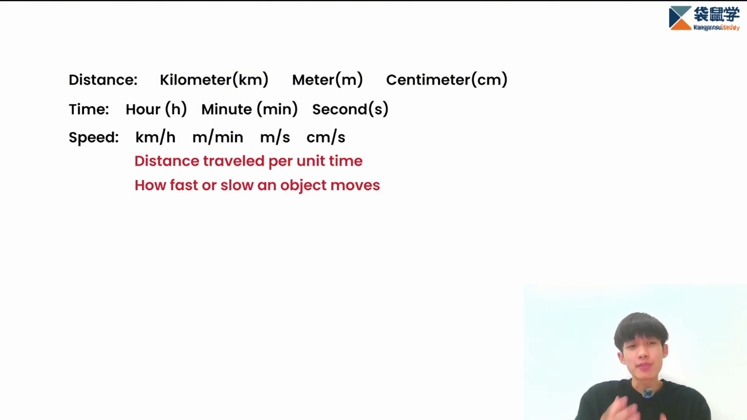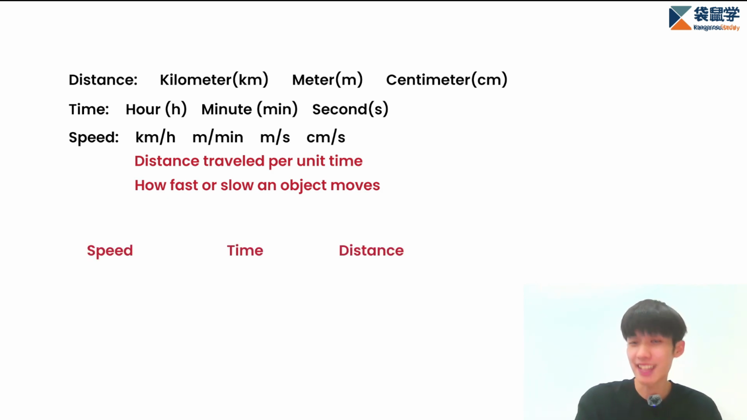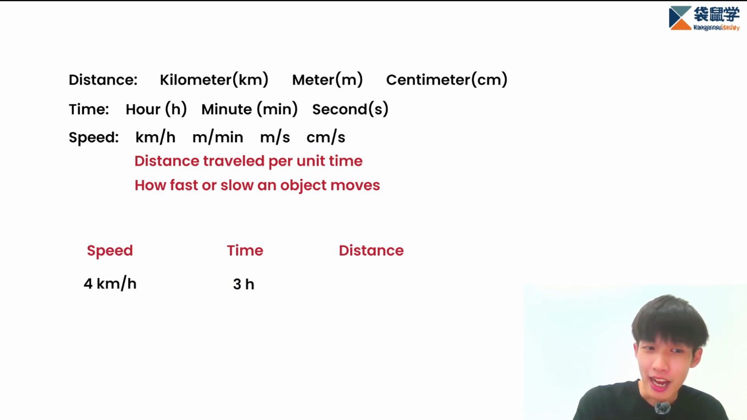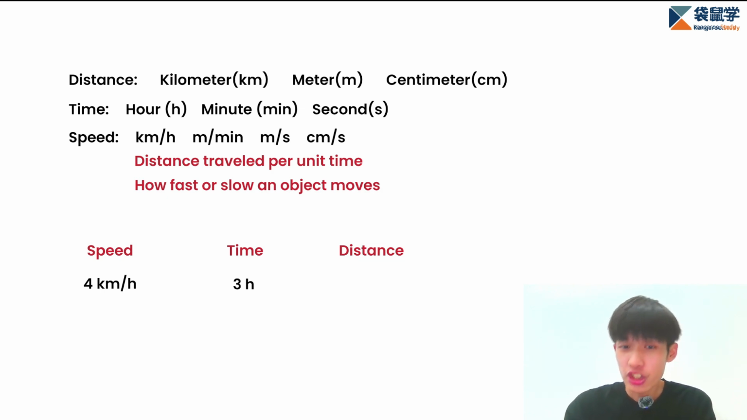By understanding what speed means, let's find out how we can find these values. For example, we list down the speed, time, and distance. If we have an object moving at a speed of 4 kilometers every hour, and he will travel for 3 hours, how can we find the distance?